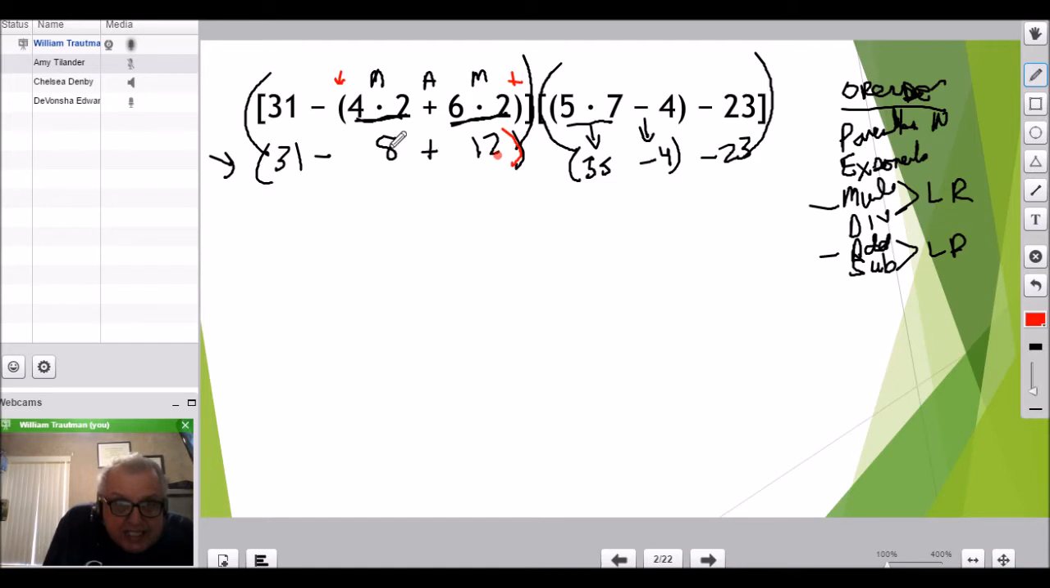This one contains parentheses, so you have to do what's in this parentheses first. 8 plus 12 is 20, and it actually makes the problem a little easier.